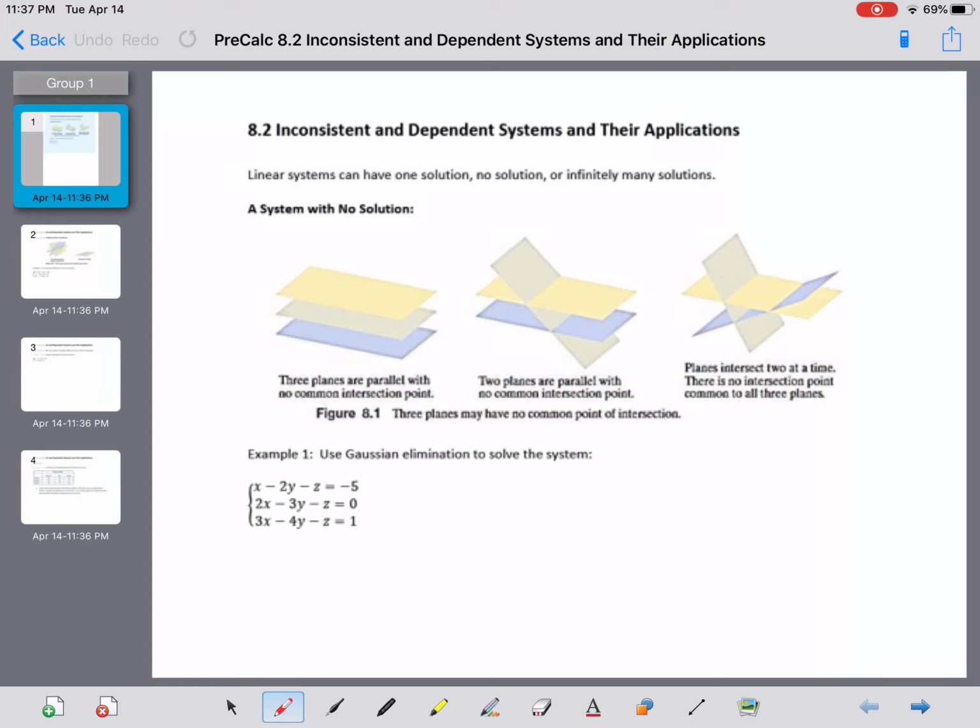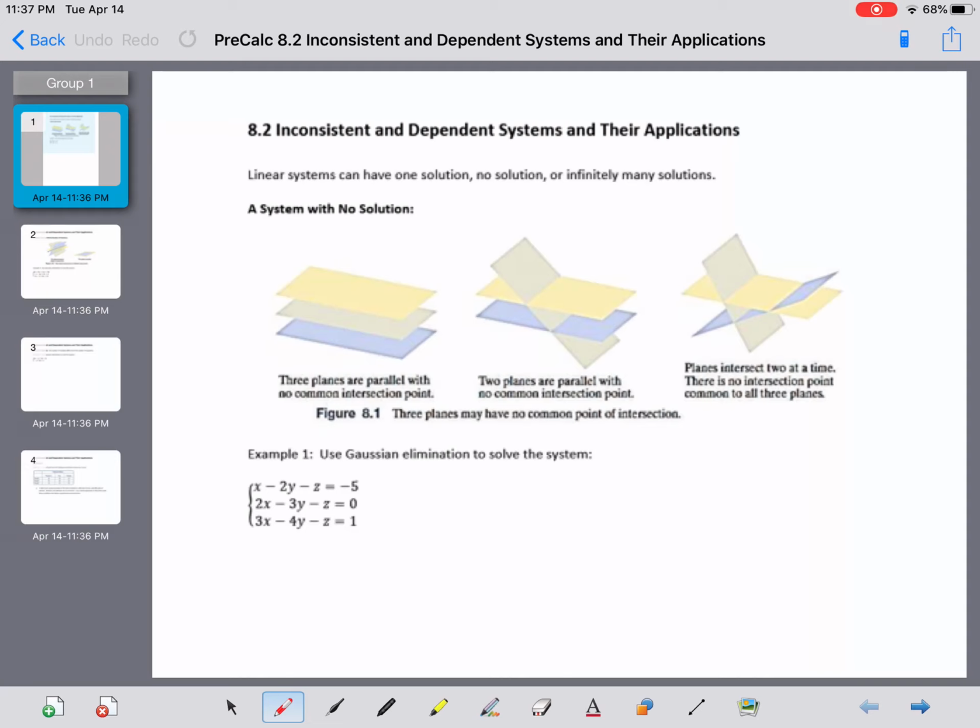We're on 8.2, inconsistent and dependent systems and their applications. We are still looking at matrices. We're still going to use some Gauss elimination. If you want to, you can use Gauss-Jordan elimination, but I'm going to stick with just Gauss and back substitution tonight. I'm looking at linear systems, and again, that's any of these where we have 2, 3, 4 variables, depending on how big our linear system is.